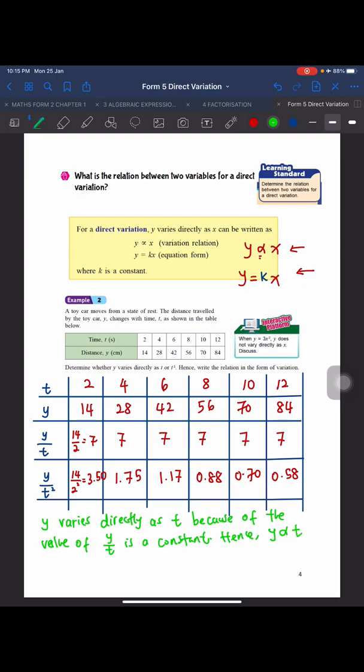Whereas we can see that y does not vary directly as t square because y over t square is not a constant. So I hope you understand this example.